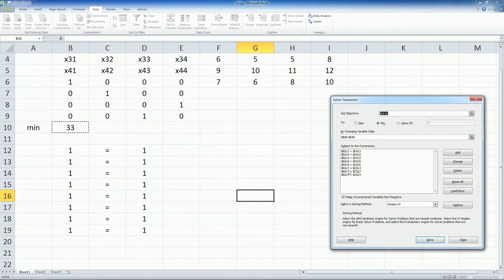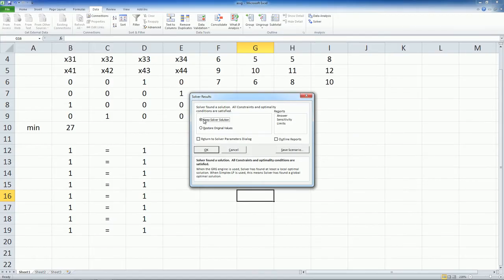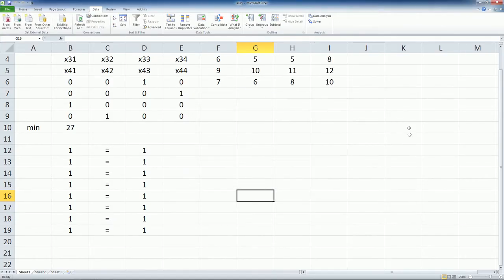So it is enough to have only these 8 constraints which are shown here. You can see 4, 5, 6, 7, 8 constraints are here. Now we are ready to solve this problem. So let me go to solve this, and when I solve this you realize that I have a solution with 27. So x13 is 1, x24 is 1, x31 is 1, x42 is 1 with minimum cost equal to 27.